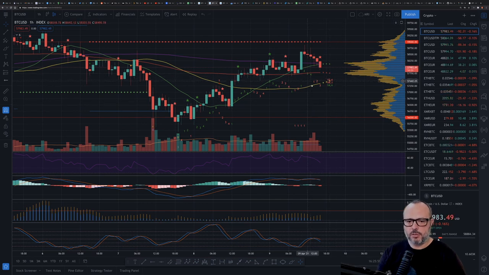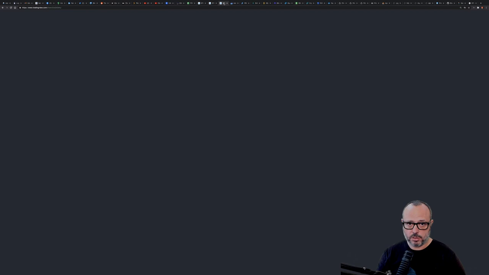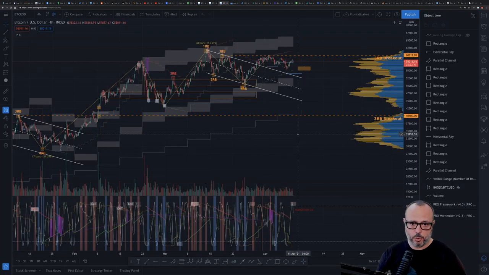But all the moving averages are turning back up, so I expect this decline in the price action to stop at some point soon, and probably we could continue to the upside again to retest the 59. Okay, let's quickly go to the pro indicators, strategy and framework.